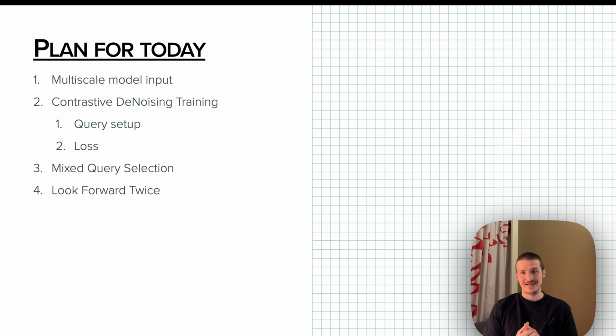So what do we actually connect those queries to? Then we'll go through mixed query selection. That is, how do we get the information out of the encoder and use that to create better inputs for the decoder. And finally, the look forward twice scheme.